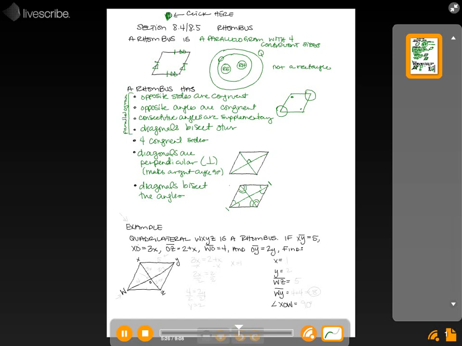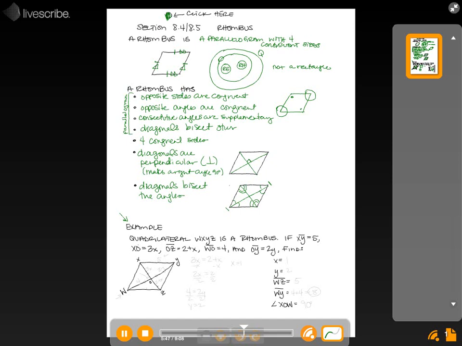Again, a rhombus has the same basic ideas as a parallelogram because it's a specific type of parallelogram. And then the new ideas are that a rhombus has four congruent sides, the diagonals make a right angle, they're perpendicular, and the diagonals bisect those angles. So we're going to use those ideas and we're going to do one example here.